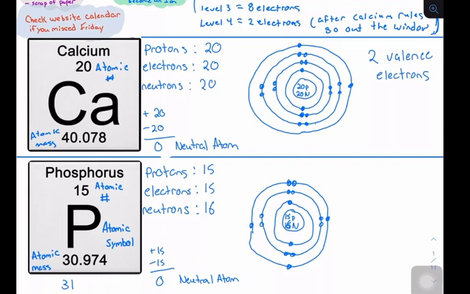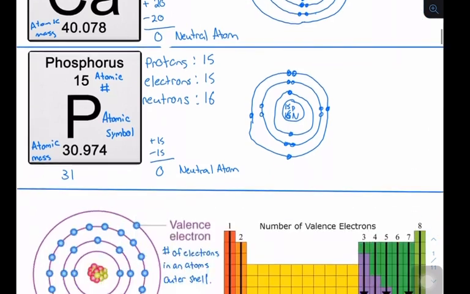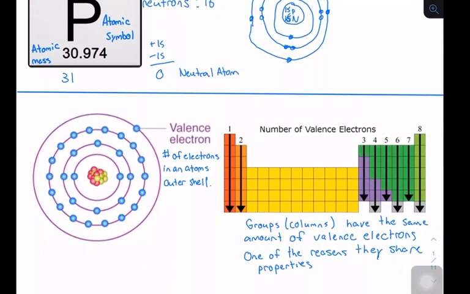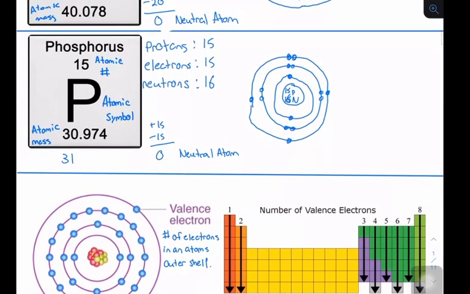The amount of valence electrons something has will kind of dictate how reactive it is. This is one of the reasons why the periodic table is grouped the way it is. The groups share the same amount of valence electrons. Just to do phosphorus as well, phosphorus has 1, 2, 3, 4, 5 valence.